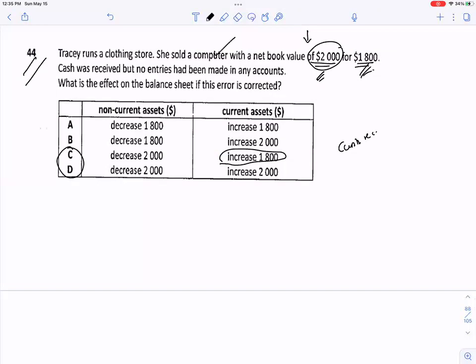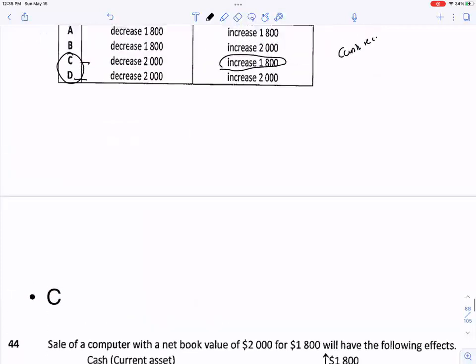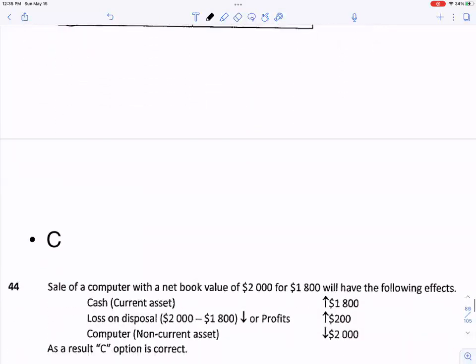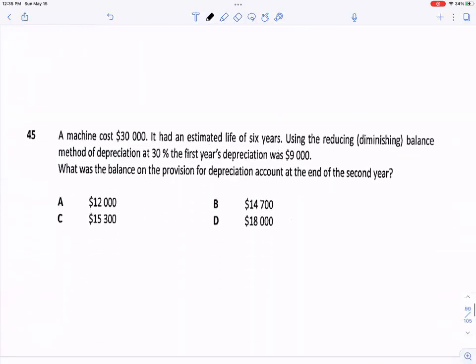Because the computer went out, the non-current asset would decrease. So the answer would be C or D. And cash received, so current asset would increase by 1800. Are you with me?